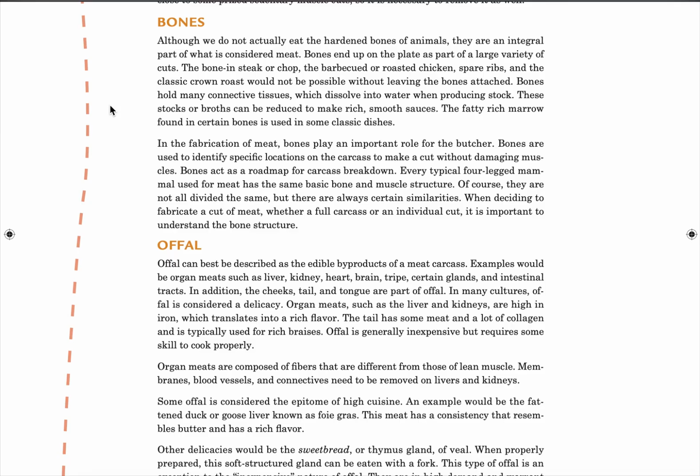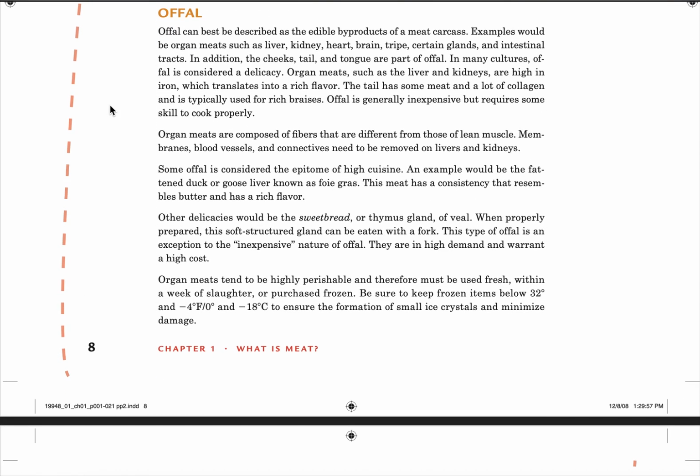And in the fabrication of meat, bones play an important role for the butcher. Bones are used to identify specific locations on the carcass to make a cut without damaging muscles. Bones act as a roadmap for carcass breakdown. Every typical four-legged mammal used for meat has the same basic bone and muscle structure. Of course, they are not all divided the same, but there are always certain similarities. When deciding to fabricate a cut of meat, whether a full carcass or an individual cut, it is important to understand the bone structure.